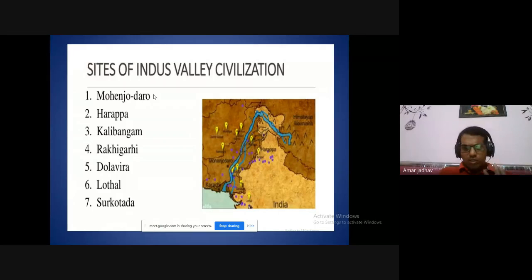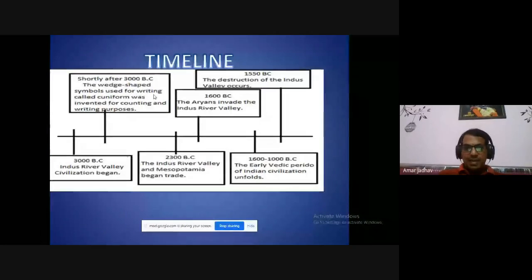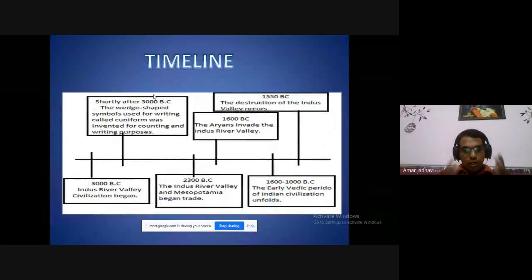So we just saw a little geography of it. Now let's see what things were there at that time. So guys, in mathematics, we learn timeline. Am I right? So we know a number line starts from negative numbers and goes to positive numbers, but we do not know from where it starts, where it ends, right? So we're also going to see some timeline of the Indus Valley civilization.